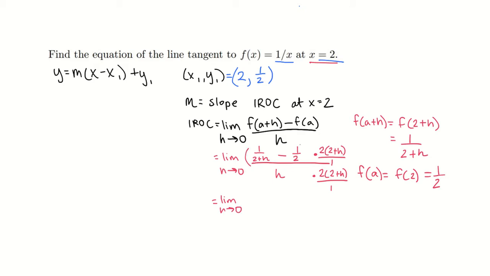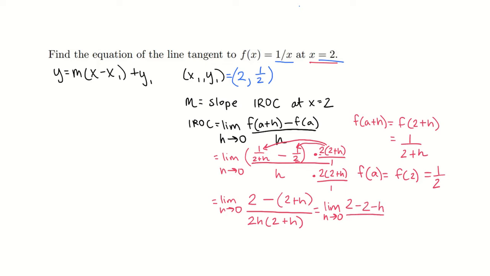we distribute the 2 times (2 + h) to this first fraction, the 2 + h cancels out and we're left with just 2. Minus, if we distribute to this second fraction, the 2 will cancel out, and we're left with just 2 + h, over 2h times (2 + h). This is the limit as h goes to 0 of 2 minus 2 minus h over 2h(2 + h).